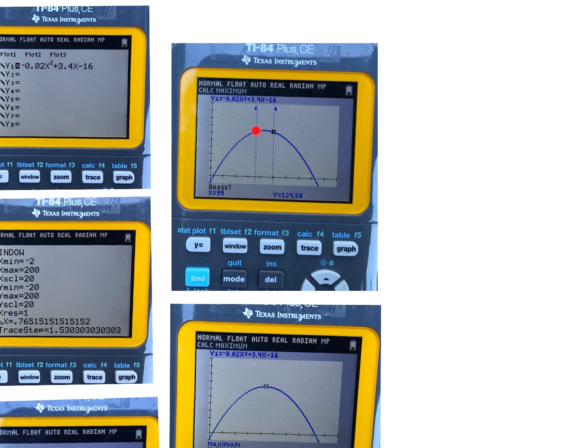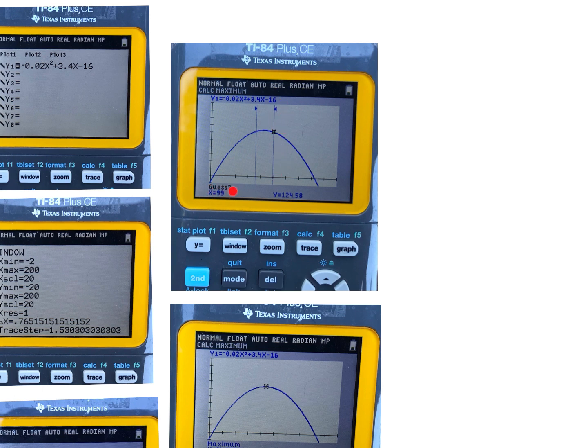I moved my cursor to right about here, and then I hit enter, and you'll see that it adds in this marker for a left boundary. So it has to just be to the left of your vertex somewhere. It doesn't need to be that close to your vertex. And then it will ask for a right bound. So you scroll your cursor somewhere that's clearly to the right of your max, and you hit enter again, and it will add in this second boundary.